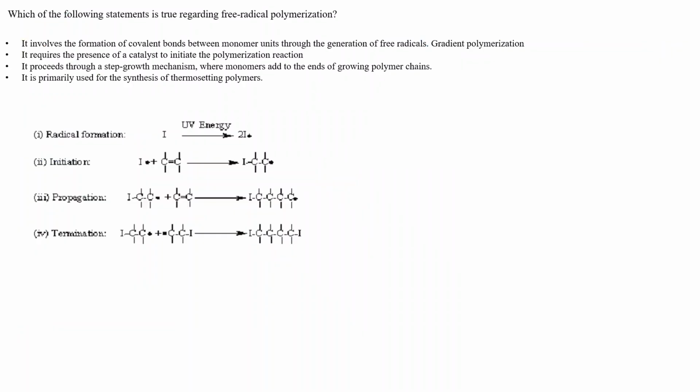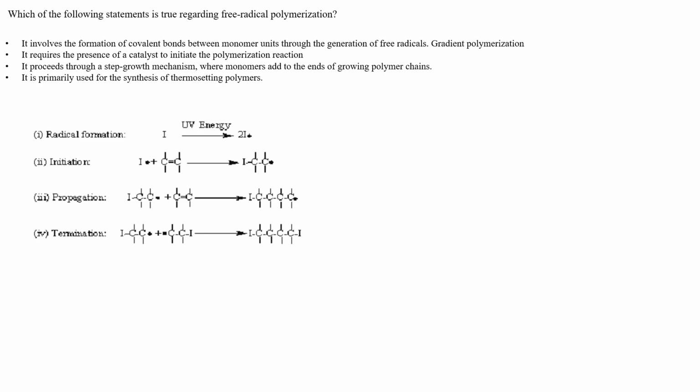So, we have a free radical polymerization. As the name suggests, formation of radicals is a must. You can see the diagram right here. For a reaction right here, we have an initiator where the effect of UV energy is creating a radical.